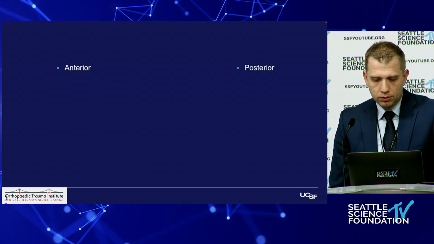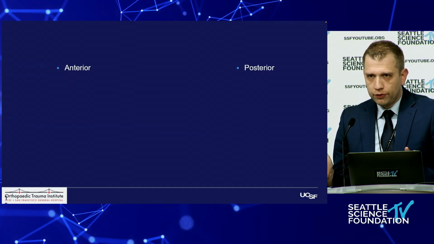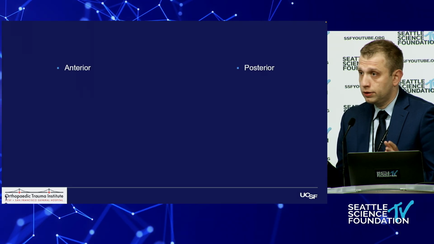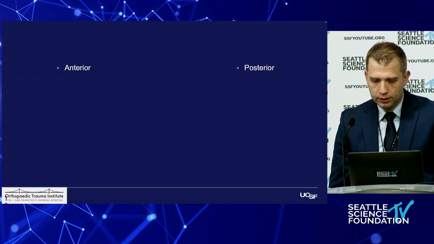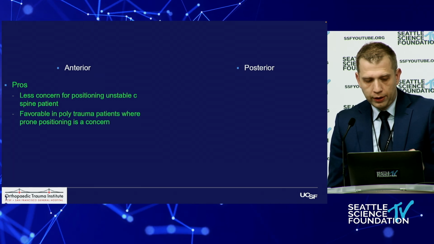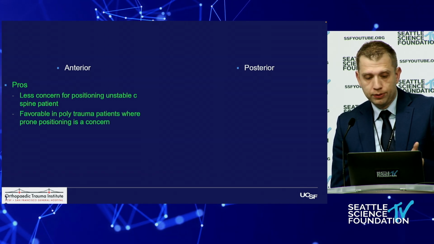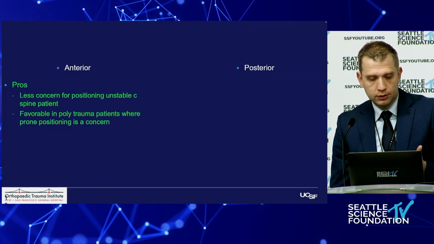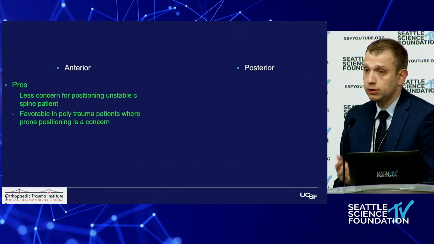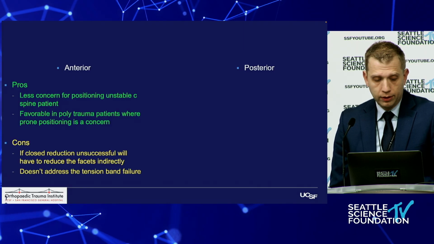And so once you have a reduced spine, you could then choose your approach of anterior, posterior, both, and whatnot. And so the pros for going anterior is you have less concern for positioning an unstable C-spine patient, and this could also be favorable in a polytrauma patient where prone positioning is a concern.